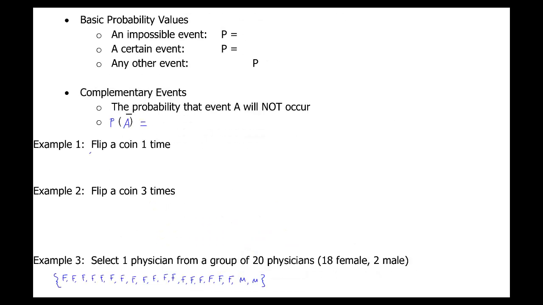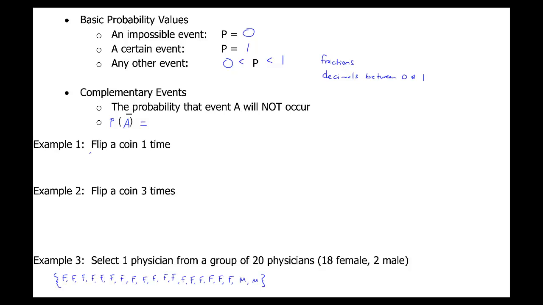Okay, some basic probability values. If an event is impossible, its probability equals 0. If an event has to happen, if it's certain, probability equals 1. But any other event will be between 0 and 1. So you can report probabilities as fractions or decimals between 0 and 1. Sometimes it's just easier to leave probabilities in fractions, which is what I'll show in the examples coming up.